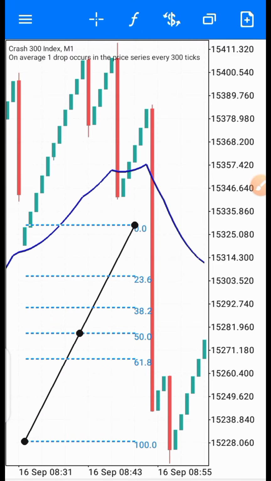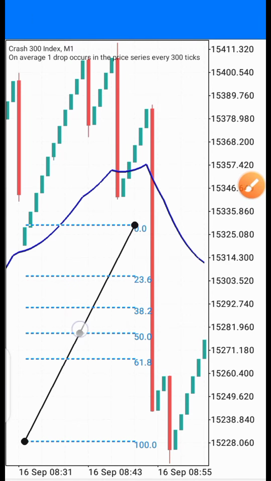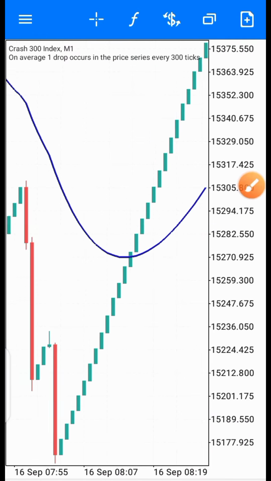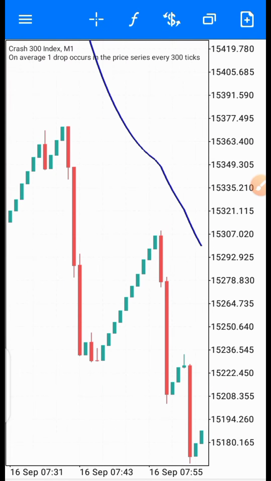So Fibonacci retracement has different levels. You can see level 23.6, level 38.2, level 50, level 61.8. So all these levels work as support and resistance. Let me explain how it works as support and resistance in markets. So now, first of all, we have to know the trend of the market before we use these tools. So how do we determine the trend of the market?